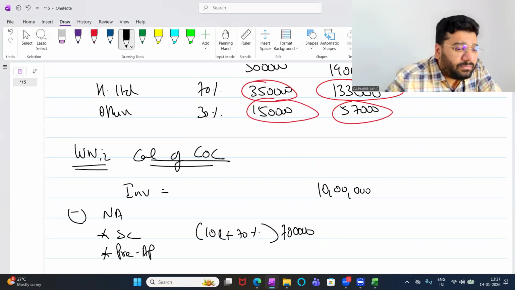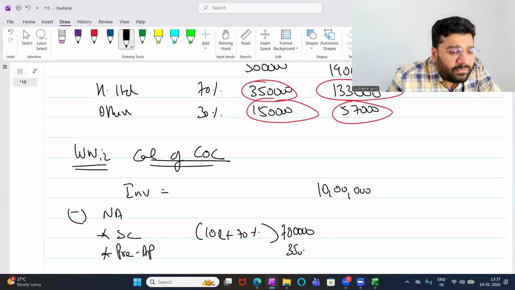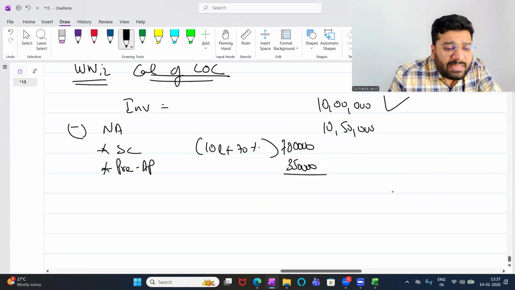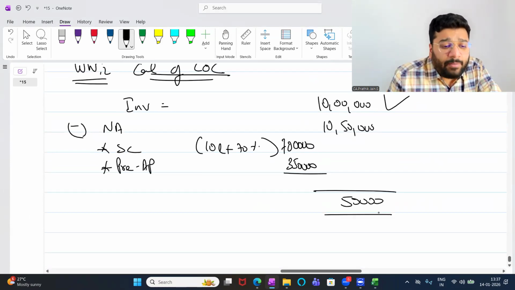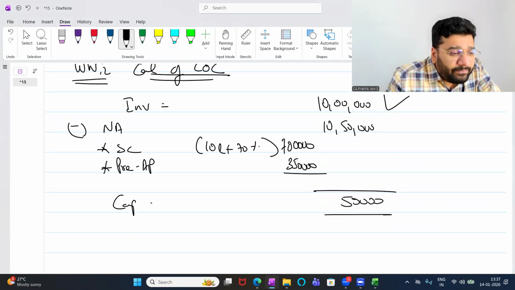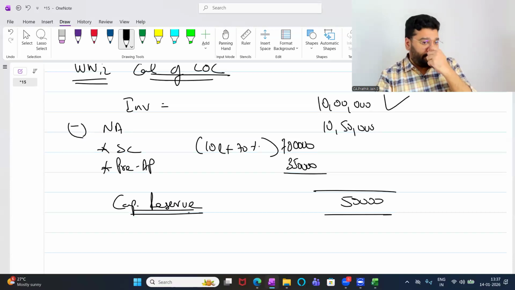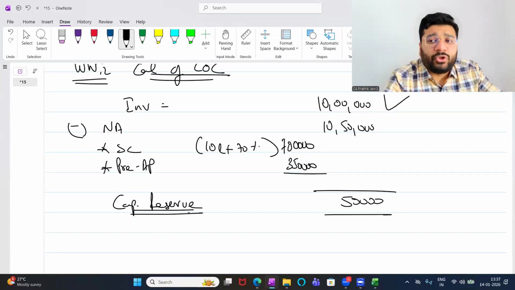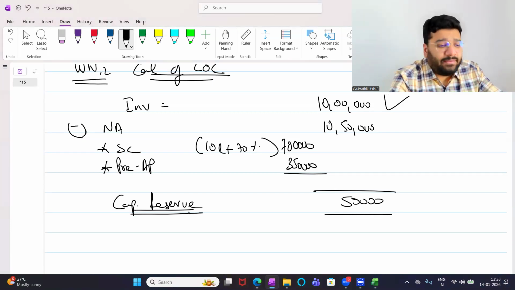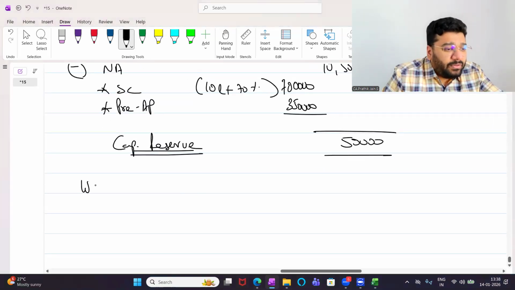Pre-acquisition profit, 3 lakh 50,000. Total 10 lakh 50,000 worth of profit you got, but you paid only 10 lakh. So 50,000 rupees is profit. Which profit? Capital profit. All the capital profit in the balance sheet goes to capital reserve. Without forgetting, what are they supposed to do with capital reserve? Add in working note 4, consolidated reserve and surplus. Very good.